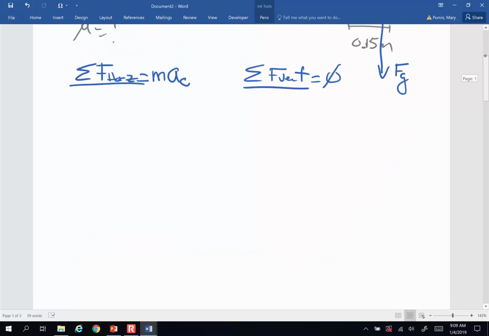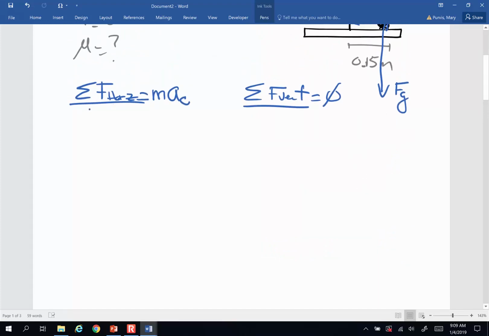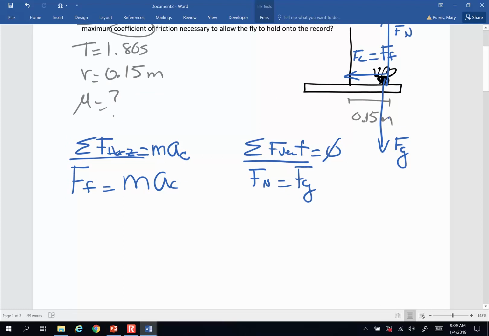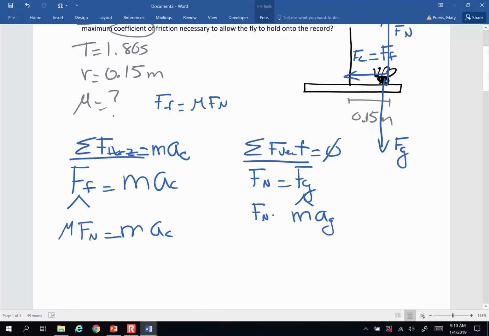Now we're going to create our equations. So horizontal force is my friction force. My friction force is going to make the mass of my fly centripetally accelerate, and my normal force is going to be equal to the force of gravity. Forces up are going to equal forces down. I'm going to replace friction force with mu times normal force. Mu times normal force is going to make my mass centripetally accelerate. And in my normal force, I'm going to replace force of gravity with mass times acceleration of gravity.